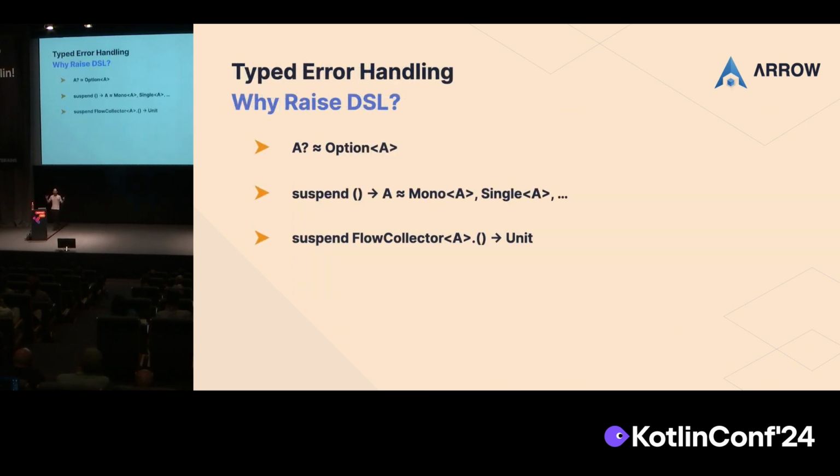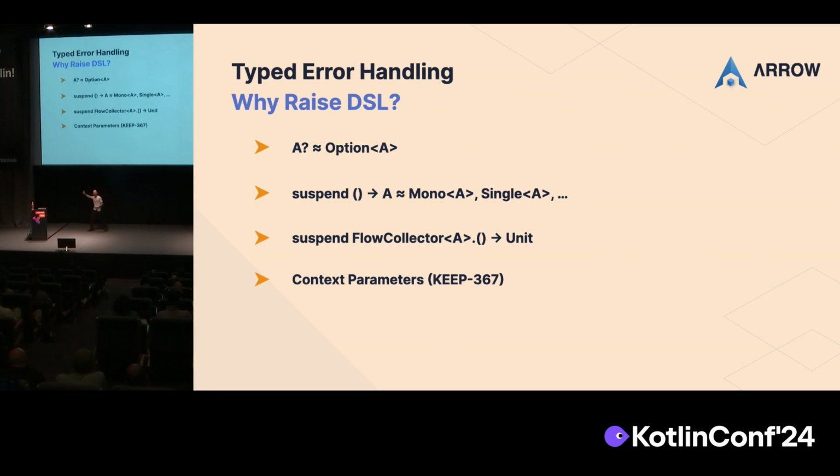This is my personal opinion, but I feel that the Raise DSL truly elegantly fits into the language. Because if we squint our eyes, you might see that nullable types relate to Option, but in a kind of flattened way. We can also see how structured concurrency and suspend allow us to flatten types like Mono from Reactor, Single from RxJava, CompletableFuture, and any third-party type that you might find out there.